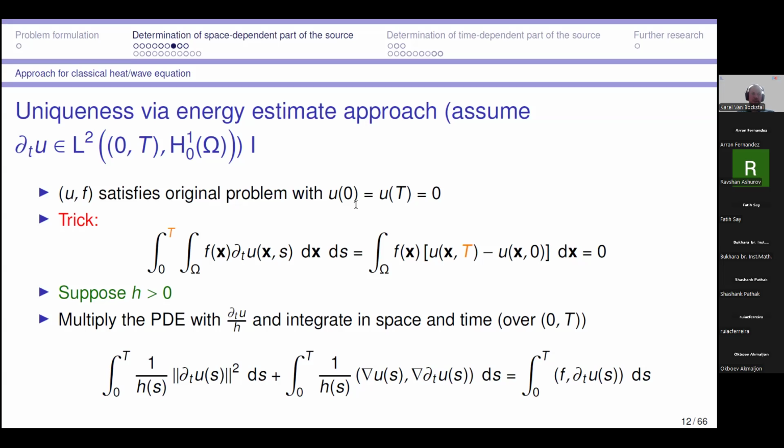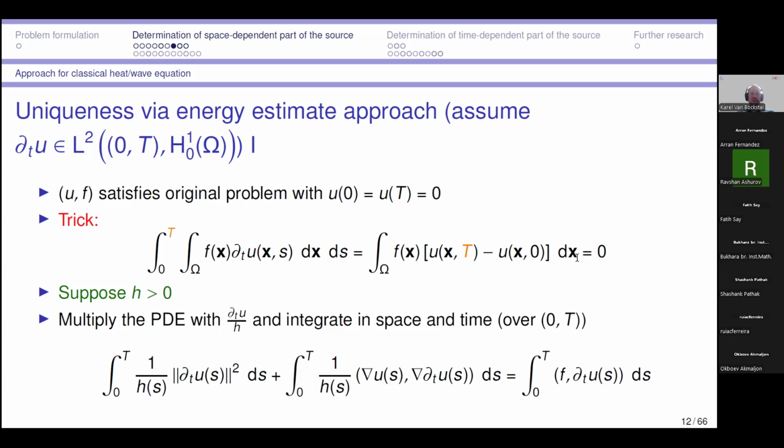So the main trick is to multiply the PDE with the time derivative of u, integrate over omega, and also integrate over time from 0 to final time T. Then by interchanging the order of integration, we get f of x multiplied with u at final time minus u at time 0, because f is time independent, which are both equal to 0. So the right-hand side cancels out.